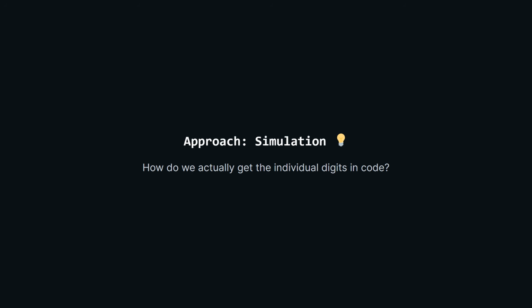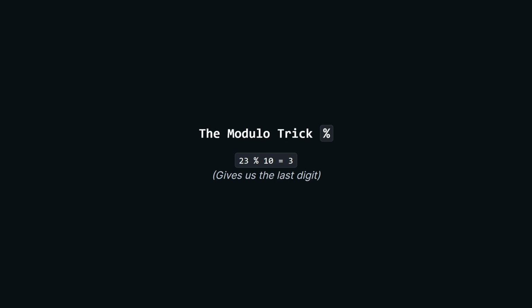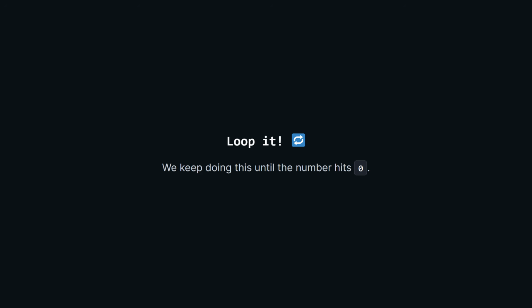So how do we actually write code to do this? The main challenge is figuring out how to pull the individual digits out of a single whole number. We can use a classic math trick. If you take any number modulo 10, the result is always its very last digit. So 23 modulo 10 is 3. Then, to move on to the next digit, we can use integer division by 10. This effectively chops off that last digit, turning 23 into 2. By repeating those two steps inside a loop, grabbing the last digit, then chopping it off, we can process every single digit from right to left until the number becomes 0.